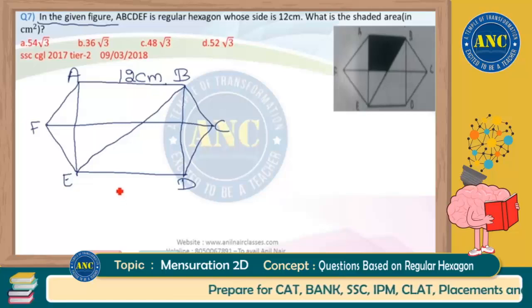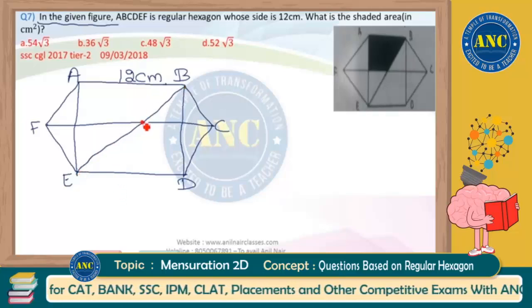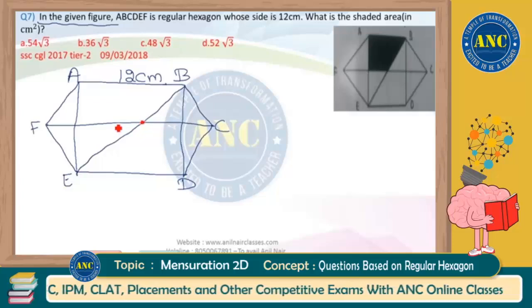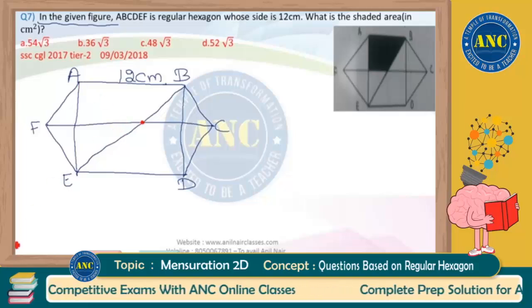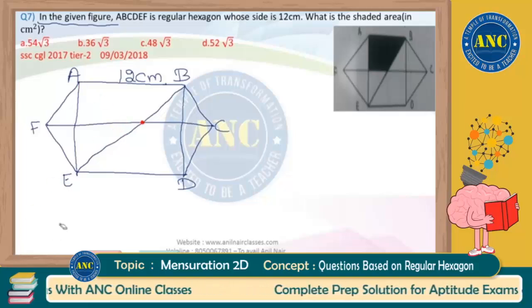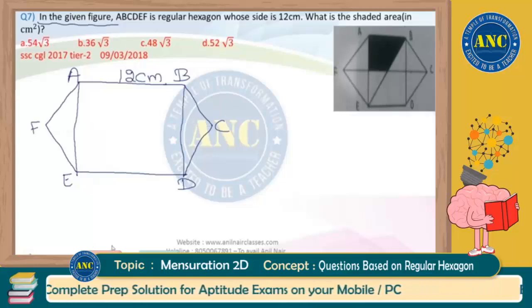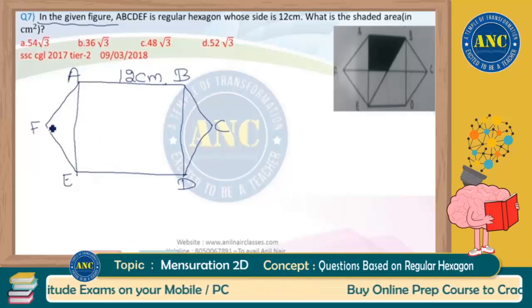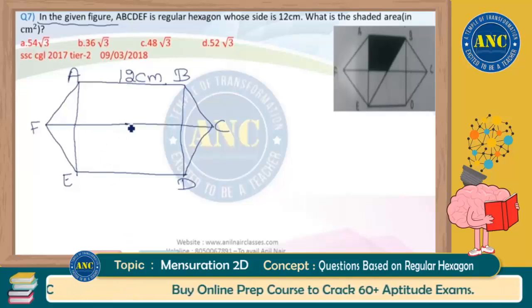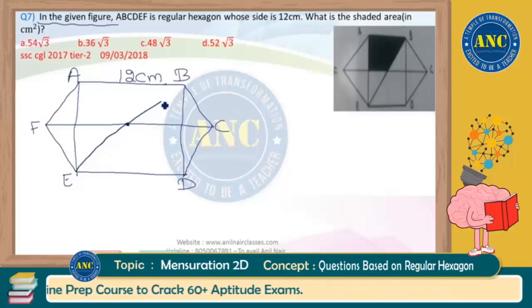Can I do like this? Can I say that I have joined B and E, so this will be the center of this hexagon, which is not actually drawn according to the diagram. Let me remove this line and draw it once again so that it looks a little neat. Suppose I keep this as the center. I hope this is clear right now.